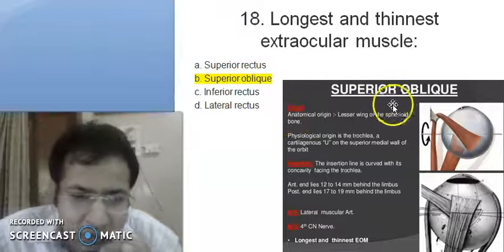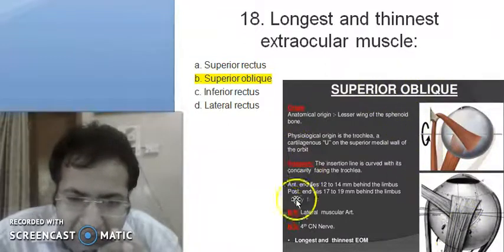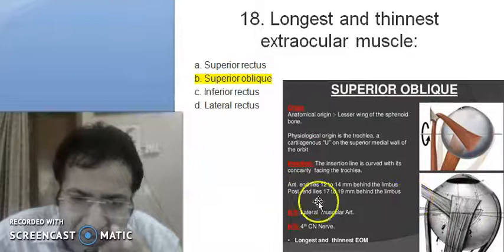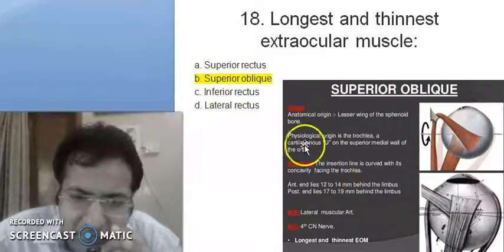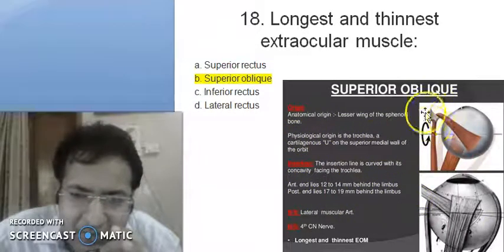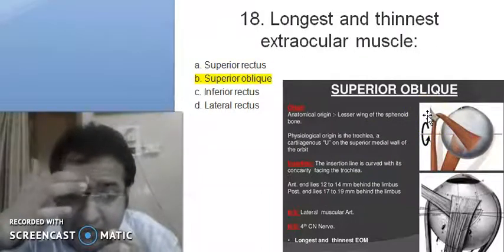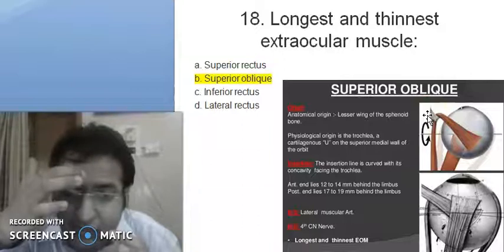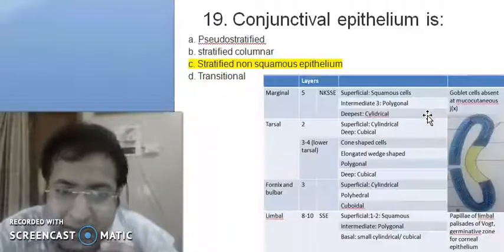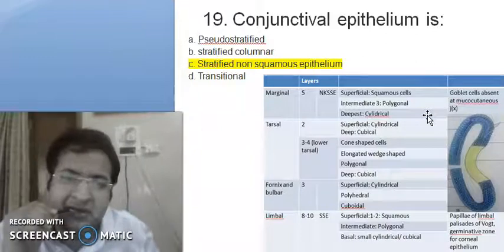So we all know about the superior oblique. We have to remember all these things. The insertions of the superior oblique, the physiological origin of the superior oblique is at the trochlea, which is present at the medial orbital wall and the roof. Okay.